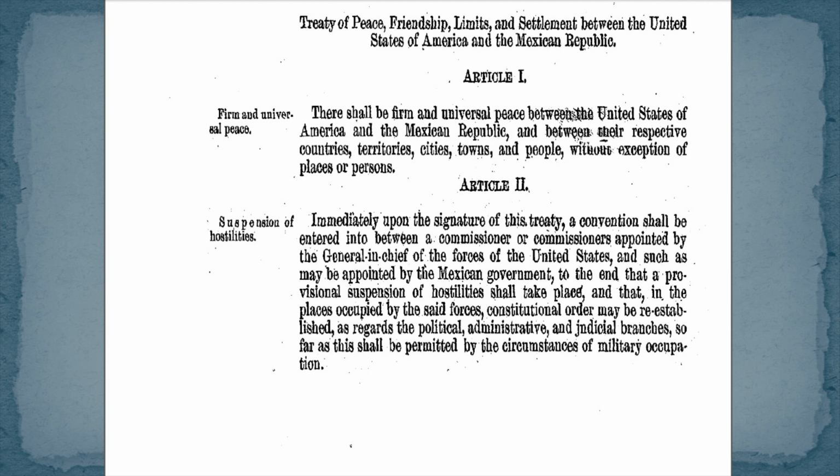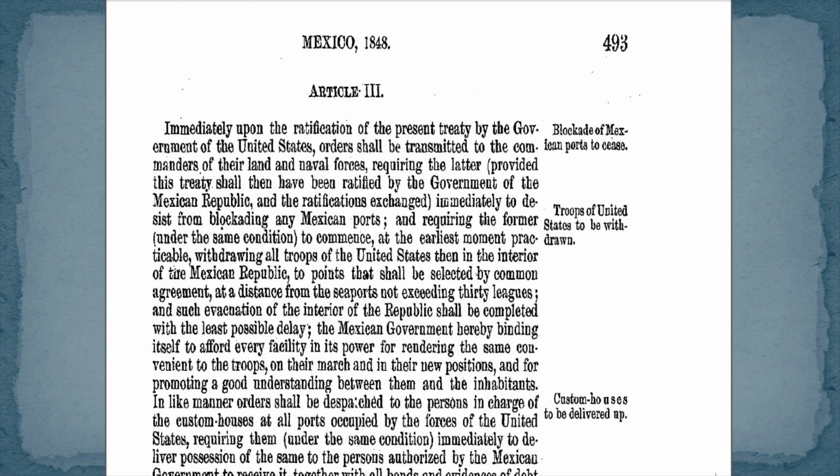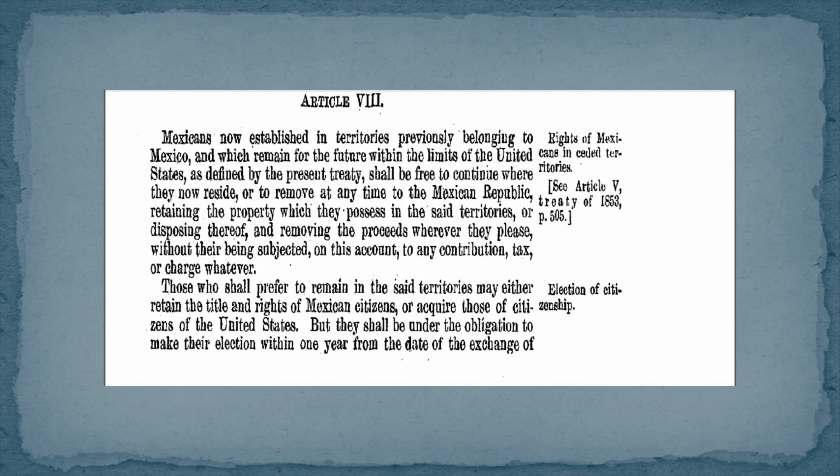Looking at the first couple of articles, you see that Article 1 is about firm and universal peace, right? This is the primary reason for this treaty. Article 2 is the suspension of hostilities, right? It goes into some specifics here. We're now in Article 3. We're talking about blockades, troop withdrawals, houses and housing that might need to be constructed. This is the one part that is very important. This is Article 8.